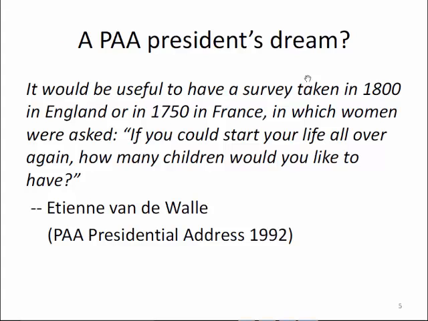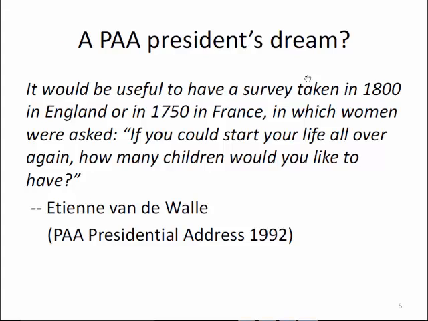Okay. So, of course it would be great to know what people were actually thinking. And so Etienne van de Walle, what was he at Princeton before he went to Penn? He was a visitor at Princeton before he went to Penn. And in his PAA presidential address, he had kind of a dream. Okay? So his dream was, wouldn't it be great to have a survey taken in 1800 England or 1750 France in which women were asked, if you could start your life all over again, how many children would you like to have? If we could only do our standard fertility preferences survey in the past, then we could unpack what was going on.